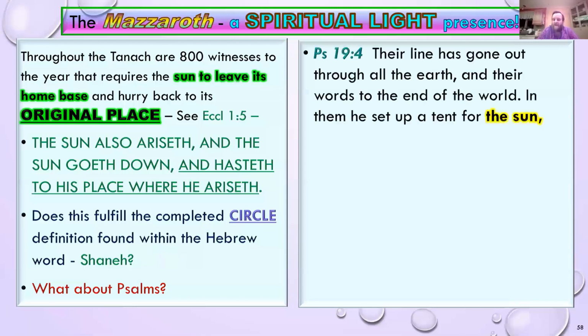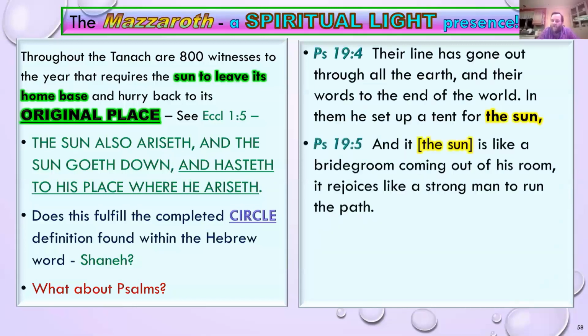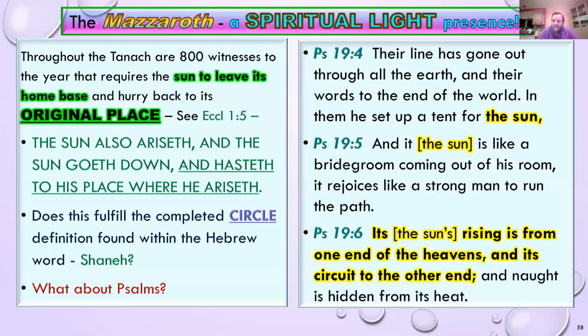Their line has gone out throughout all the earth, and their words to the end of the world. In them he set up a tent for the sun. That word tent is tabernacle. There is a very, very special designated spot in the Matzaroth for the sun. It is like a home base, if you will. Verse 5, and it, the sun, is like a bridegroom coming out of his room. It rejoices like a strong man to run the path. Verse 6, it's the sun.